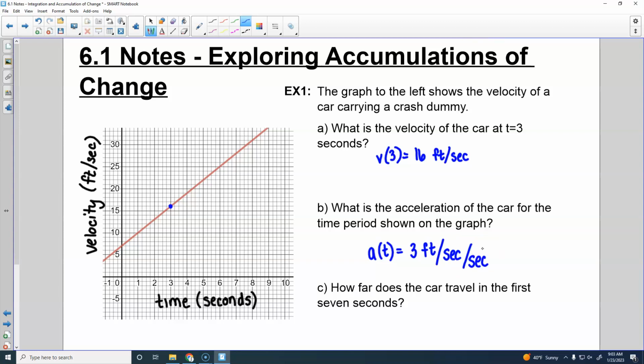When we're talking about units, remember this. When we're doing slope, it is change in y over change in x. So your y units are feet per second, and your x units are seconds. So that's where this extra seconds comes from. Change in y is in feet per second. Change in x is seconds.